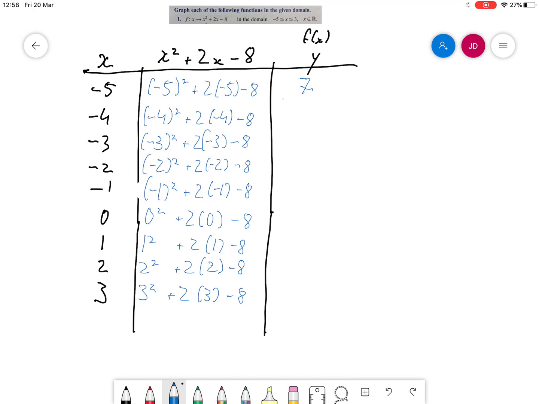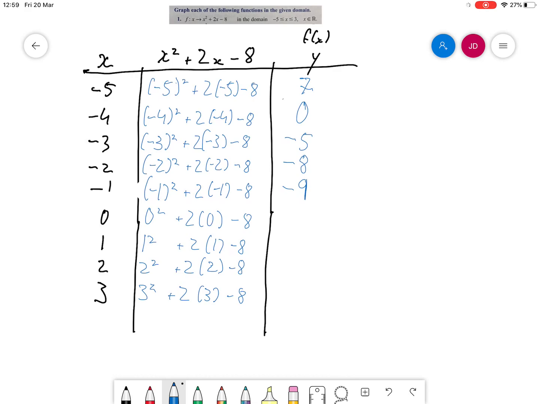Minus 4 squared is 16. 16 take away 8 is 8. Take away 8 is 0. Minus 3 squared is 9. 9 take away 6 is 3. Take away 8 is minus 5. Minus 2 squared is 4. 2 by minus 2 is minus 4. So 4 minus 4 is 0. Minus 8 then. Minus 1 squared is 1. Take away 2 is minus 1. Take away 8 is minus 9.